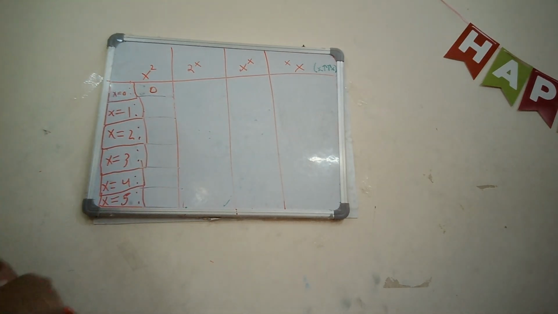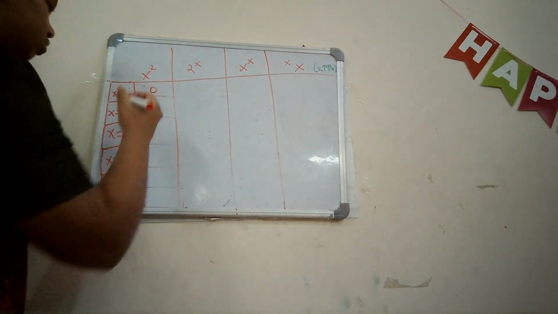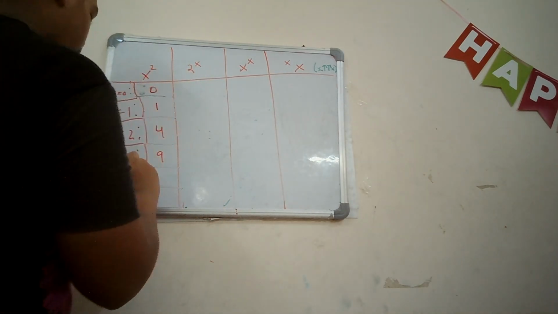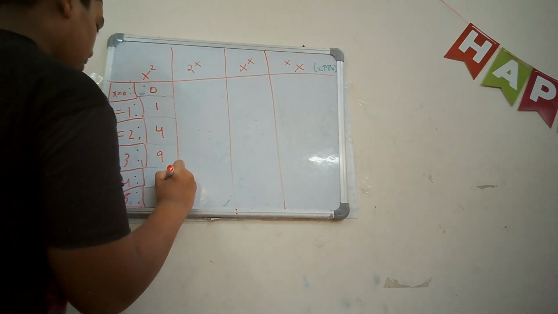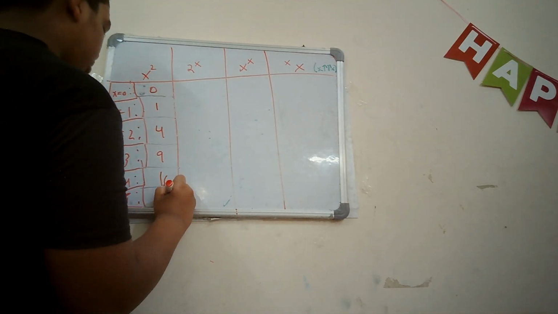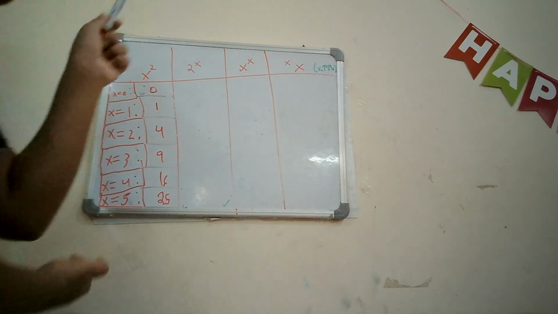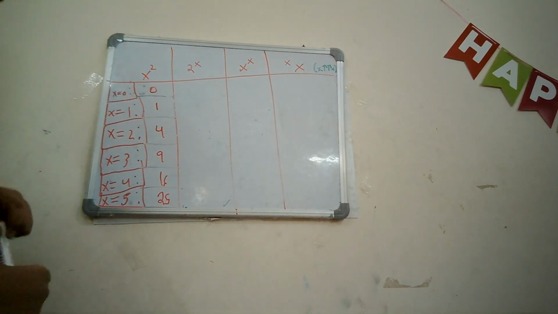Now for the next one, 1 squared is 1. 2 squared is 4. 3 squared is 9. 4 squared is 16. And 5 squared is 25. We could go to 6, but we're only going to do these values to see.